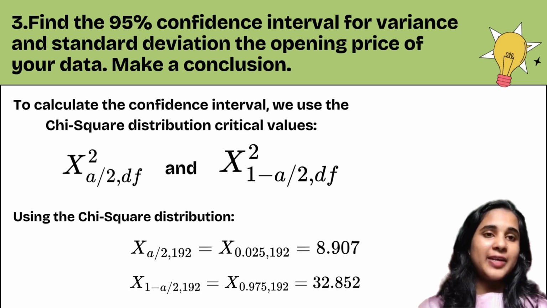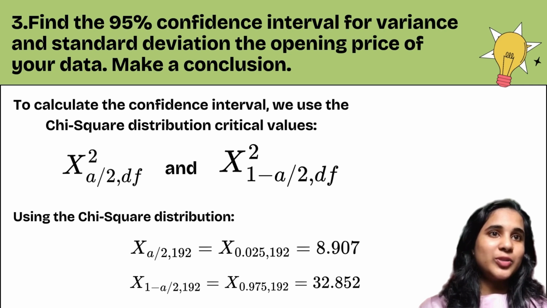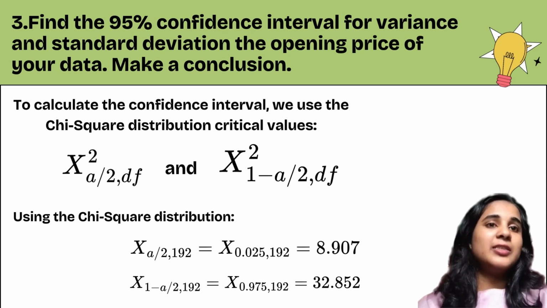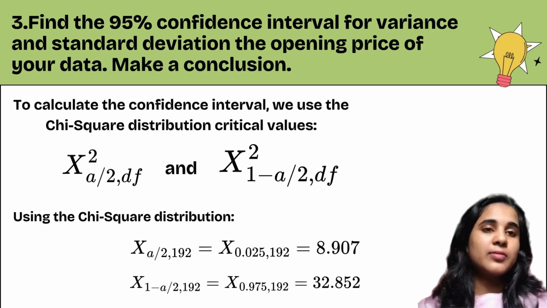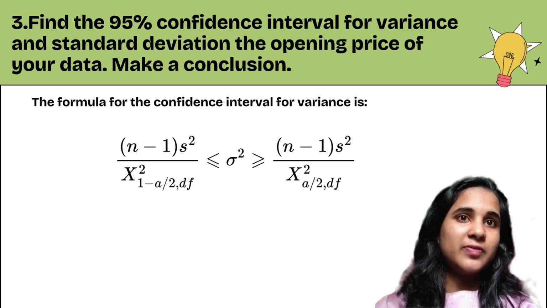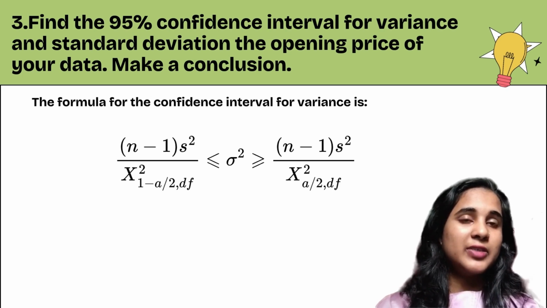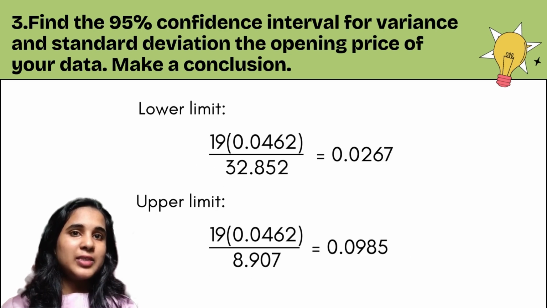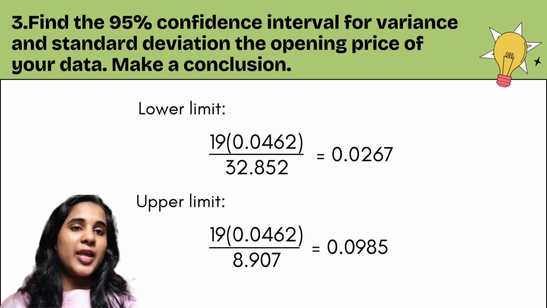Step 4, we identify the chi-square critical values. To calculate the confidence interval, we use the chi-square distribution critical values. By using the chi-square distribution, we get the first chi-square as 8.907 and the second as 32.852. Then we use the confidence interval formula for variance. We substitute the values and we will get the lower limit is 0.0267 and the upper limit is 0.0985.